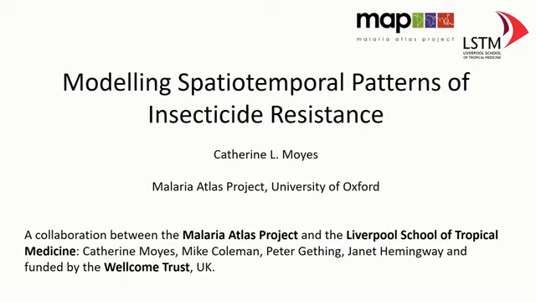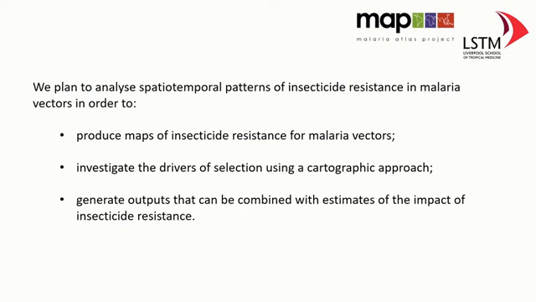Thank you. I'm going to talk today about our plans to model spatial temporal patterns of insecticide resistance in malaria vectors. And the reasons that we want to do this are threefold. We want to map resistance so that we can fill in gaps in the data. We want to investigate the drivers of selection using a cartographic approach. And we want to generate outputs that can be combined with estimates of the impact of insecticide resistance.